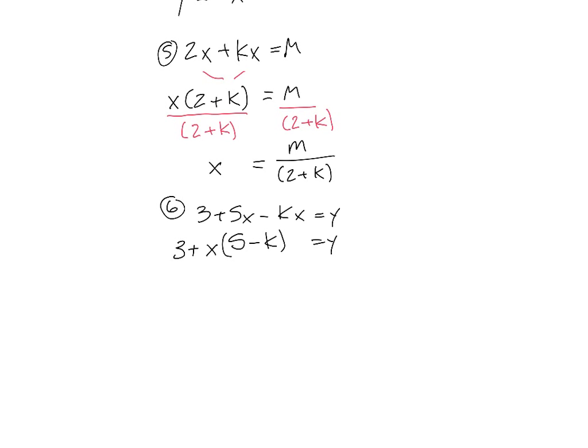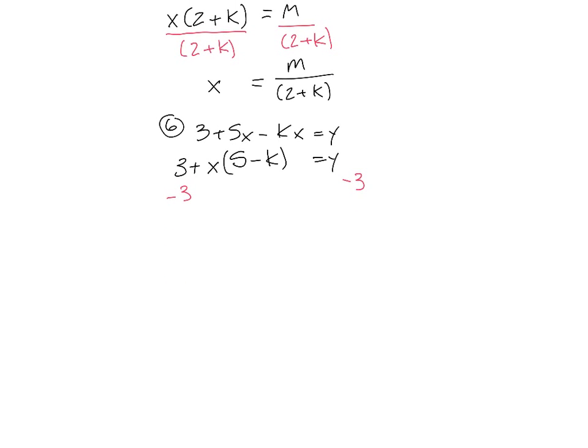Now, first thing that we need to do is eliminate this 3 over here. So we're going to do that by subtracting 3 on both sides. Okay, so we subtract 3 on both sides. That leaves us with the x and the 5 minus k. And over here, it's y, and then we've got the negative 3 over here.